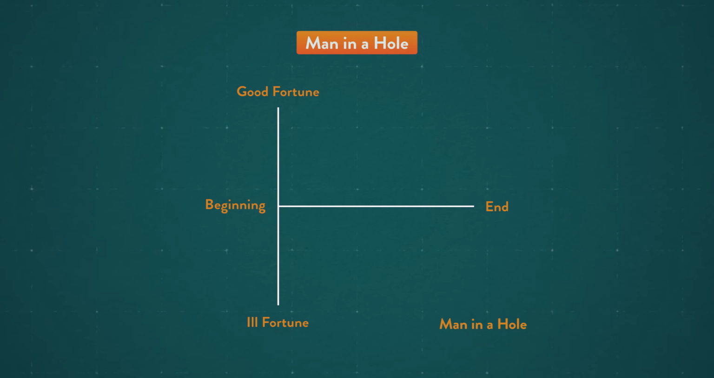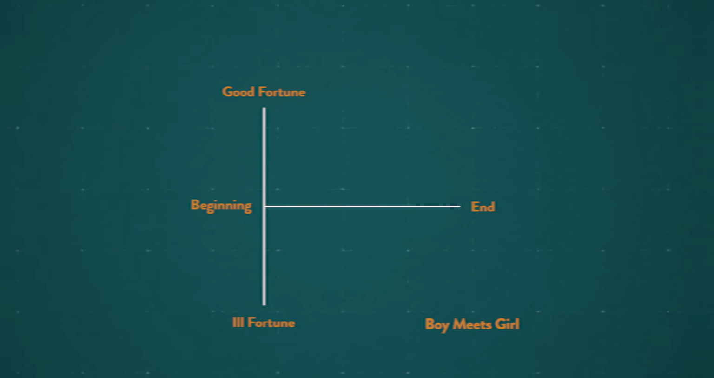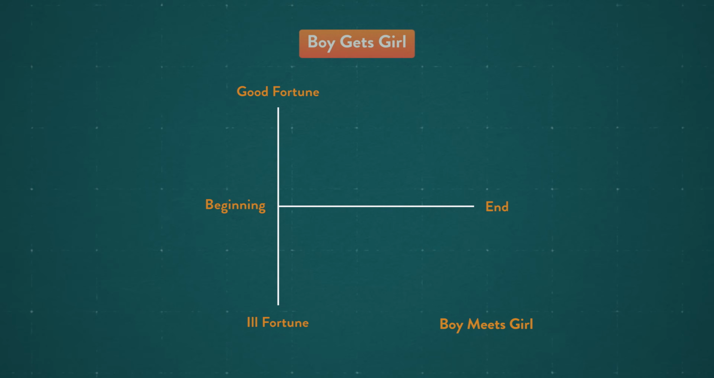First one would be Man in a Hole. Things start out good for this protagonist, then something terrible happens, they dip way down, and then through hard work and ingenuity and struggle, they manage to come back up out of the hole and it ends on a happy note. Super simple, right? But then so many stories that you can think of, including maybe your own novel, fit this basic shape. Or look at this romantic-based one that he calls Boy Gets Girl.